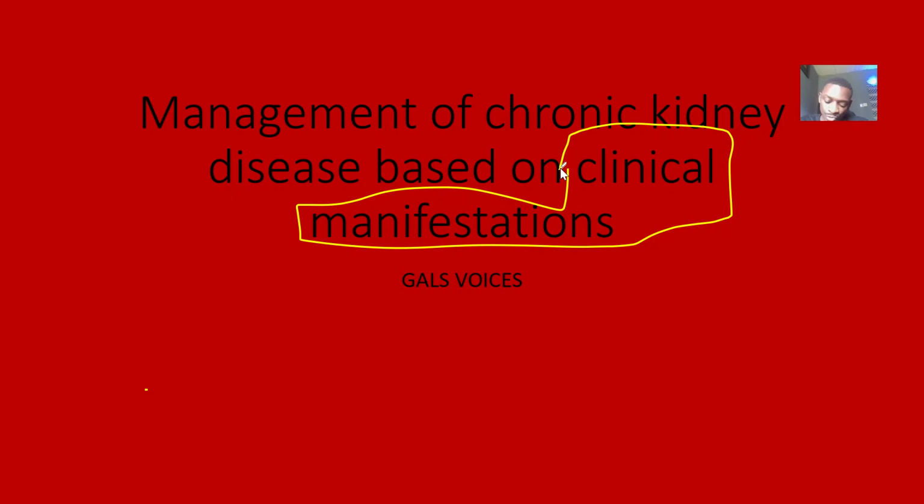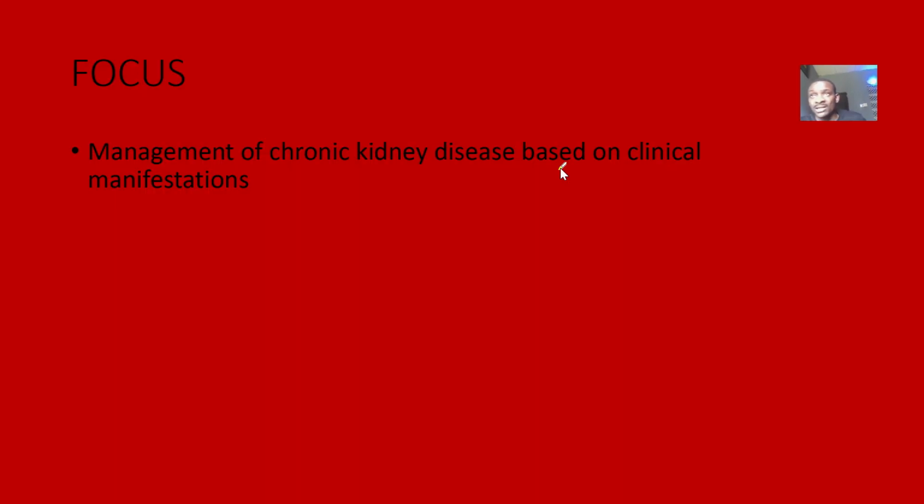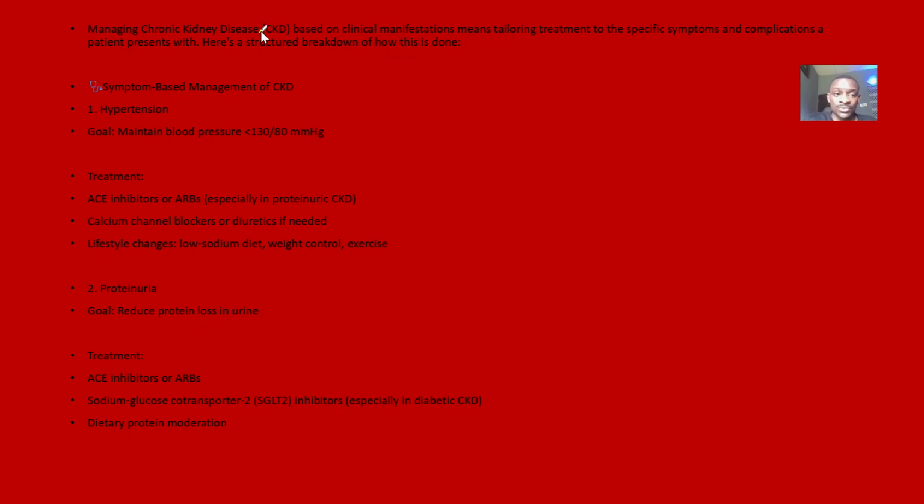Okay, so you just want to manage these presentations or manifestations so that you can improve the quality of life for the time being, before you go into renal transplant or even before the patient dies. Do you understand? So let's try to link up each of the manifestations and how you can manage it. So managing chronic kidney disease based on clinical manifestation means you are trying to tailor the treatment to the specific issues that the patient is having as they are having the chronic kidney disease. So you are tailoring it towards the specific symptoms, complications.